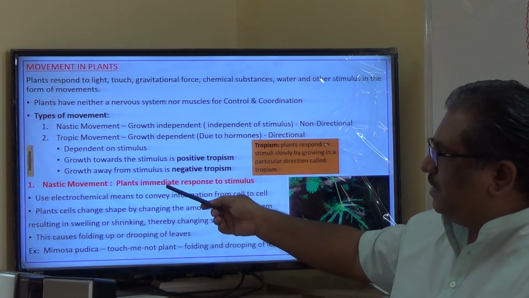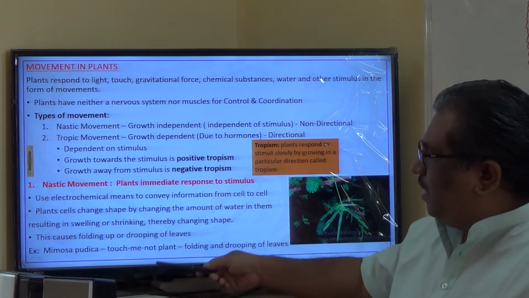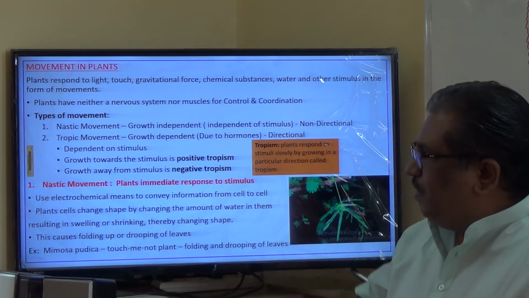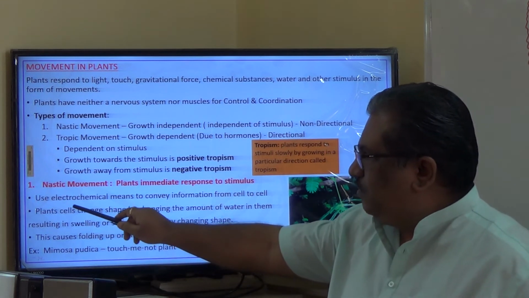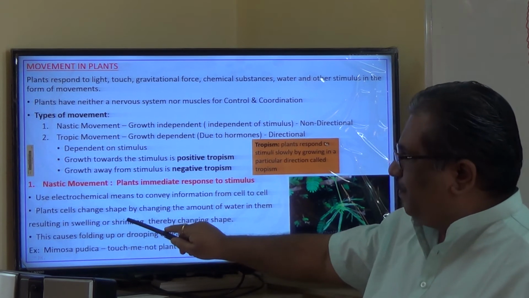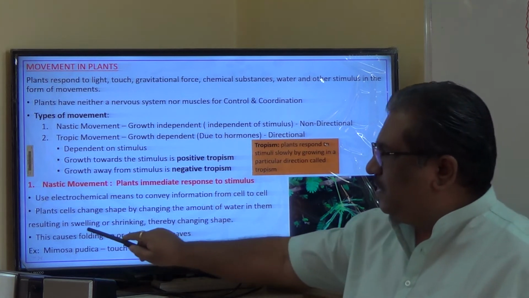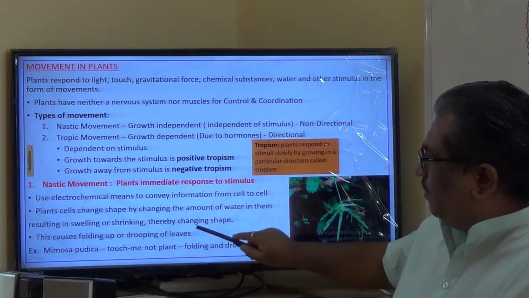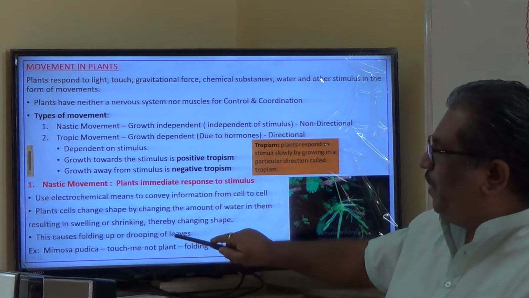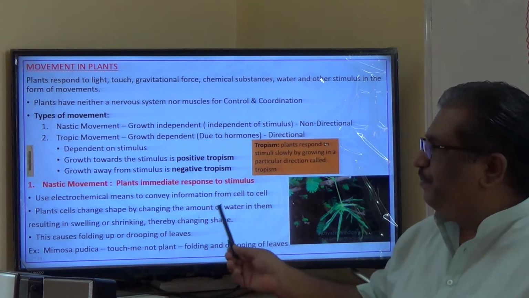A few points, I suggest you note down all these things. Example for a nastic movement is given: Mimosa pudica, also called a sensitive plant, or touch me not plant. Okay, these 3 points are important. They use electrochemical means to convey information from cell to cell. Plant cells change shape by changing the amount of water in them, resulting in swelling or shrinking, and thereby changing the shape. And this causes folding up or drooping of leaves of the Mimosa pudica plant. Very clear? So note down this information.